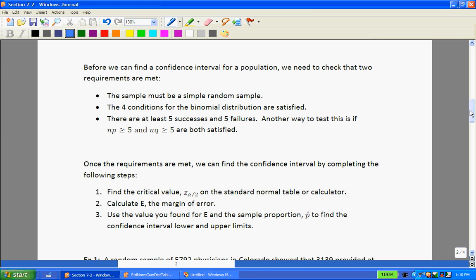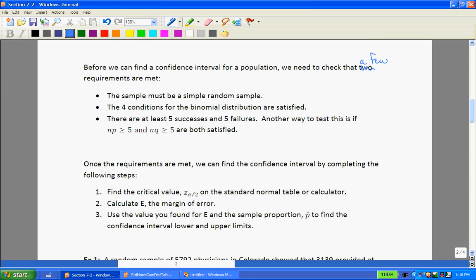Now, before we can find a confidence interval for a population, we need to check that a few requirements are met. One of the requirements is that the sample must be a simple random sample. Although we've learned a lot of different sampling techniques such as stratified and cluster, we don't want anything like that. We want a simple random sample, where you randomly select members to be a part of the sample.